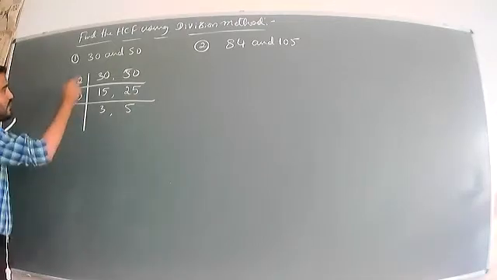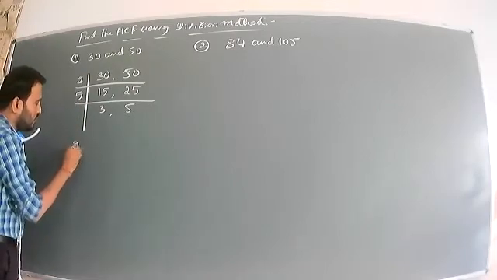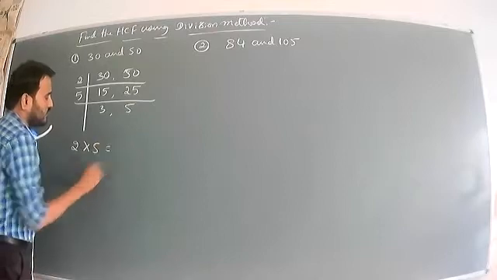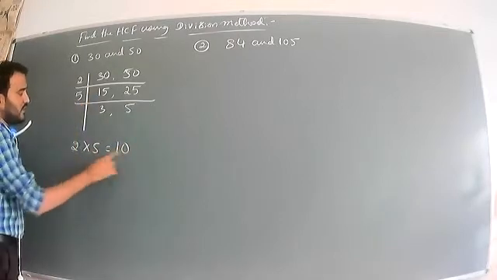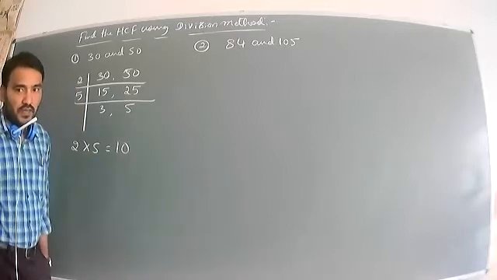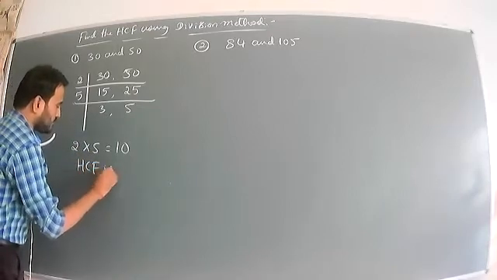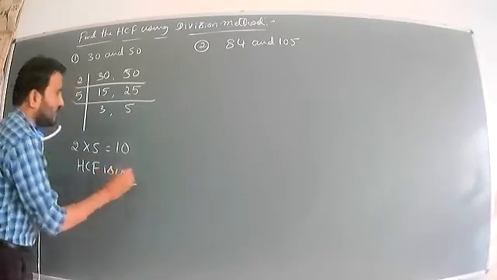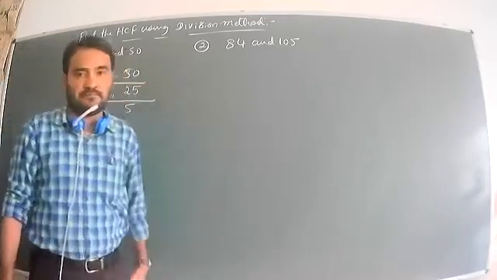Now the numbers that are on the outside, by which we divided, 2 and 5. 2 5 the 10. Multiply these two numbers and we get the HCF. So now the HCF is 10. That is the answer. Next, shall we go for the second one?